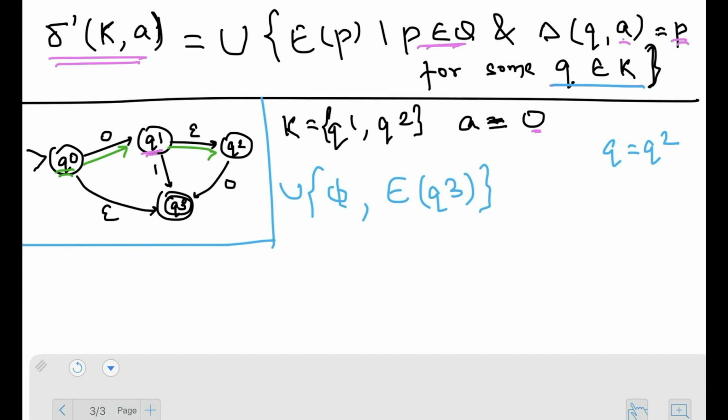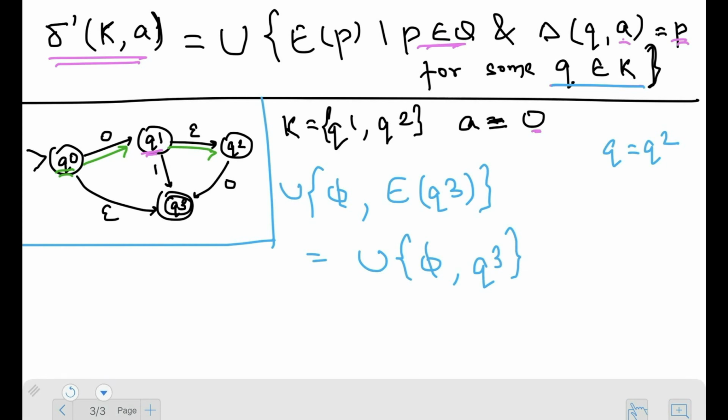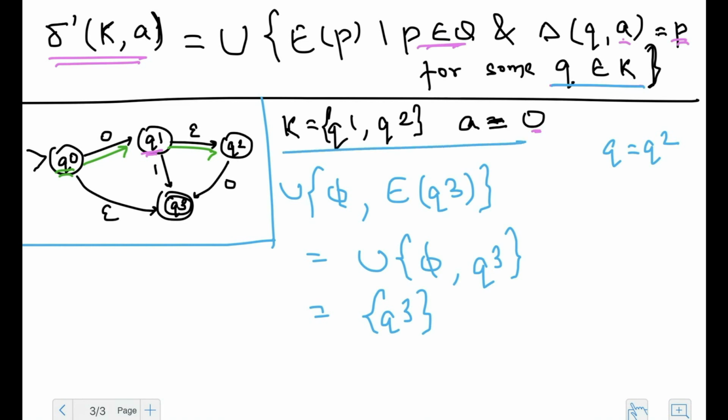right here. This is now just equal to the arbitrary union of phi and q3, because the epsilon closure of q3 is just q3 itself. It has no epsilon transitions at all. And this arbitrary union is now just going to be equal to q3, which is the only state that my delta prime takes me to with these values. So I can say that delta prime of the state q1 comma q2 comma 0 is equal to q3.